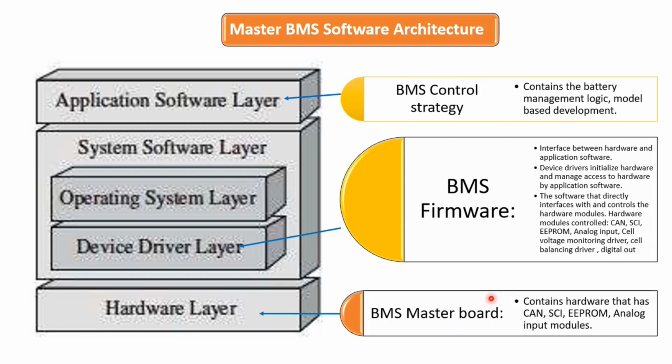So in the master BMS software architecture, there are these layers: the application layer, the system software layer, and the hardware layer. In the application layer, all the BMS control strategies will be defined. In the system software layer, all our state machine algorithms will be designed. In the hardware layer, all this CAN, SCI, EEPROM, all the input modules will be given information.